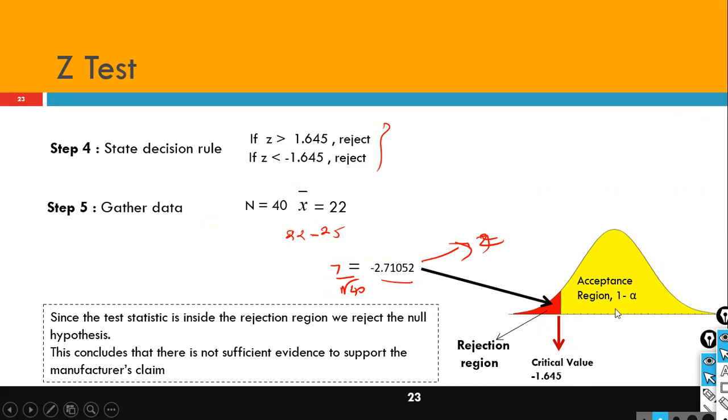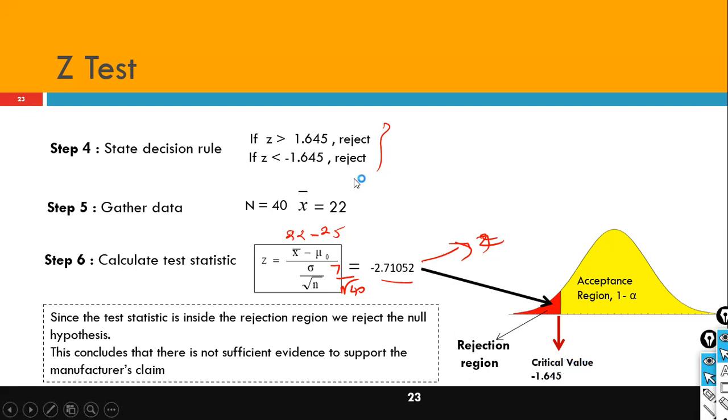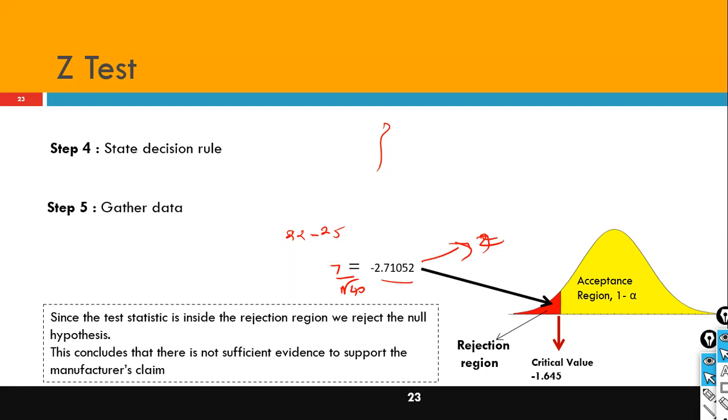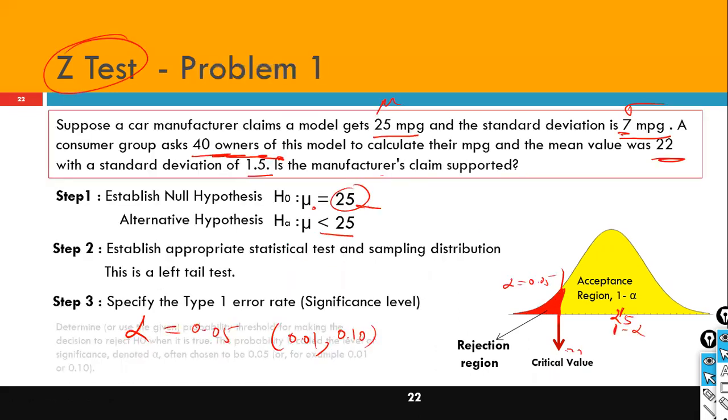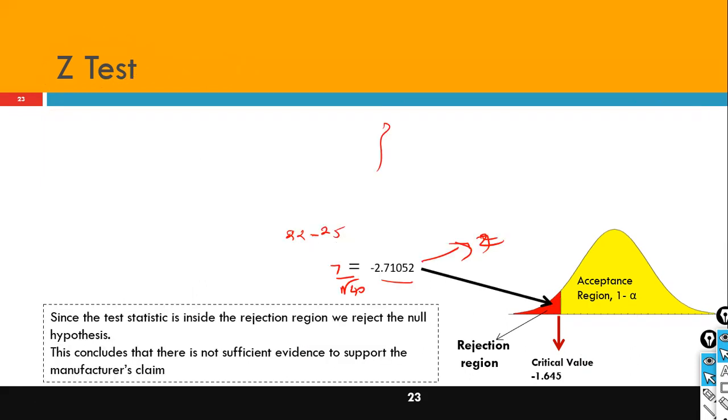If the value is less than 25 miles per gallon, fine, but if it is less than this cutoff value, then it falls in the rejection region. That's what I was telling you, right? In fact, there is nothing like a cutoff value. Instead of cutoff value, we say critical value. So for 1.645, we need to see 1 minus alpha. 1 minus alpha is 0.95.